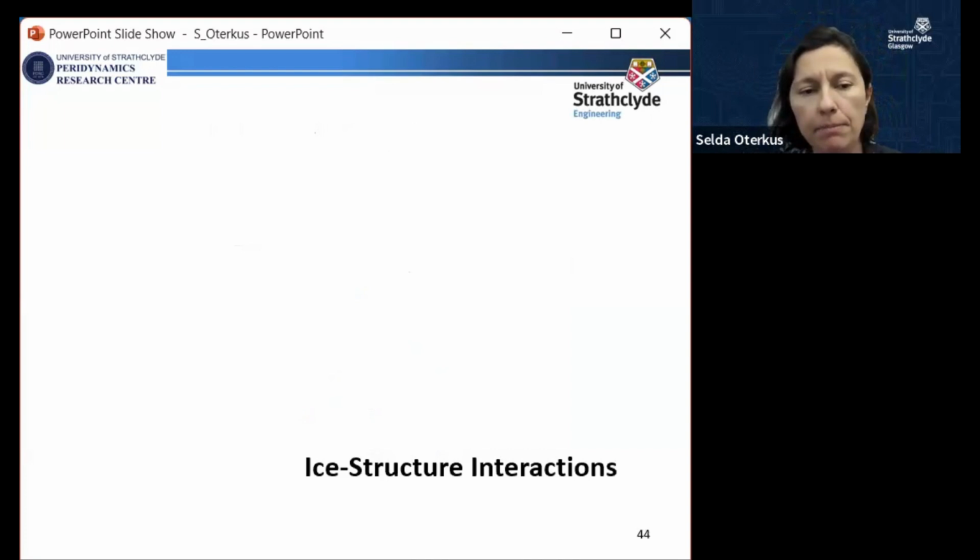So another mechanism that we want to investigate is the ice structure interaction, because as you see, the ice can interact with a ship or offshore platform. So we want to have a better understanding of how ice behaves when it interacts with the structure.